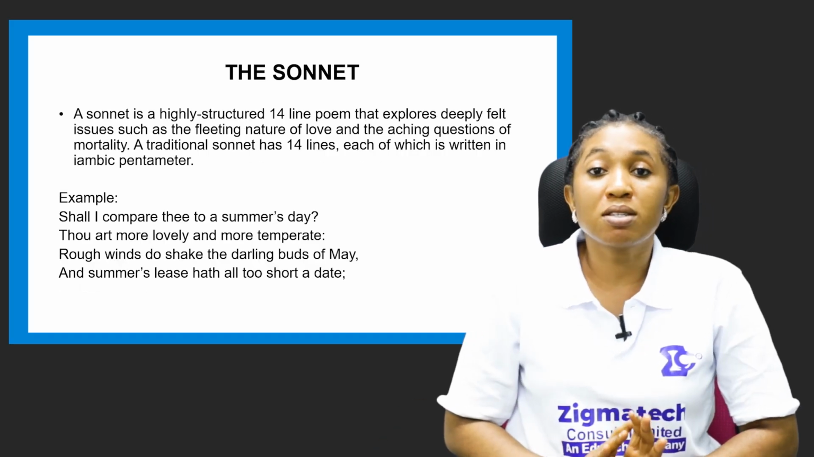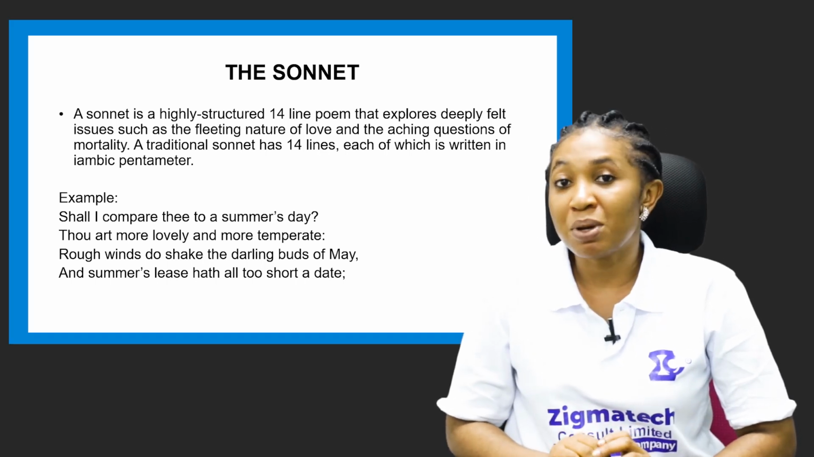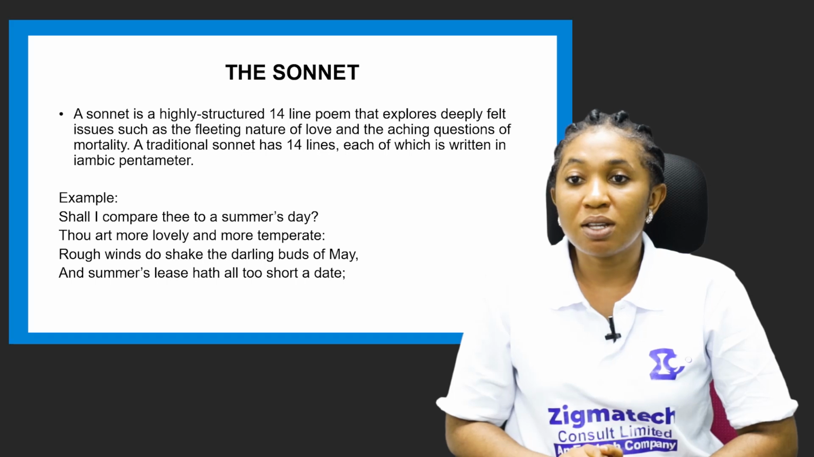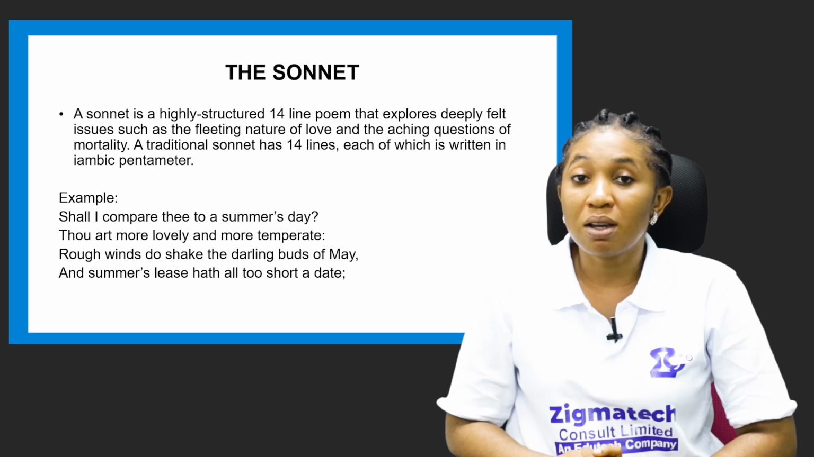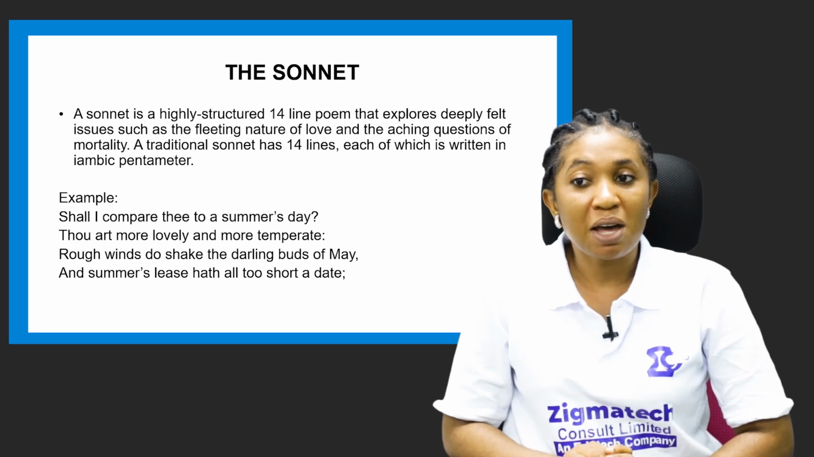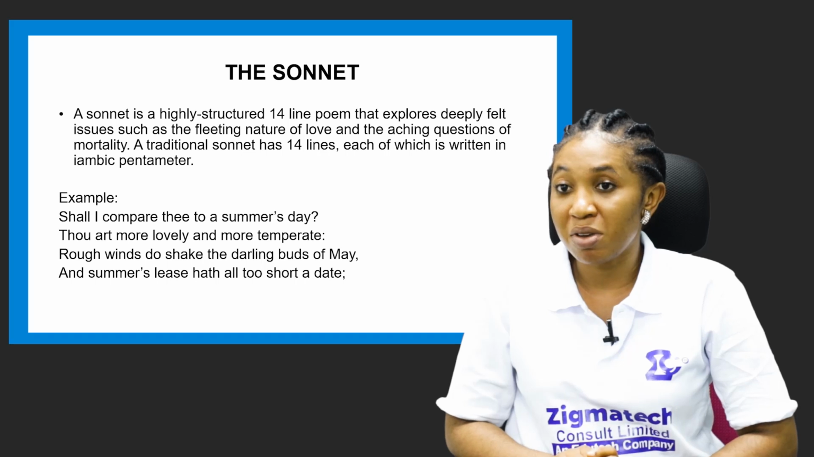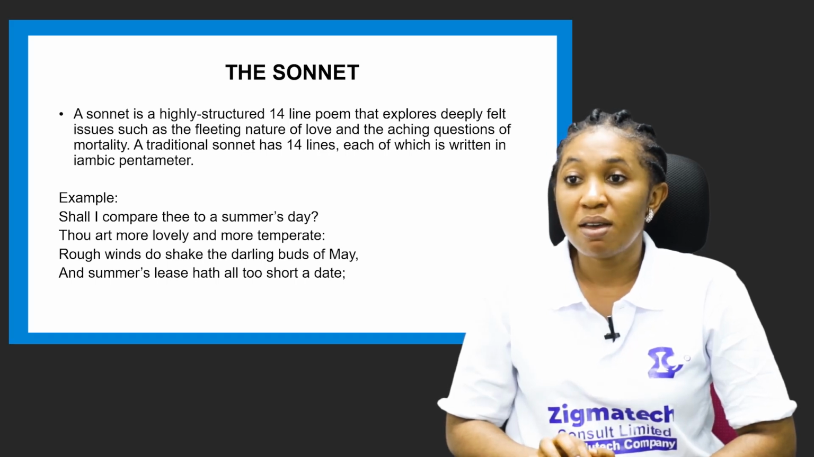Okay, if you look at this sonnet, you can see that it has a particular rhyme scheme. Now let's look at the first line. We have day on the first line. Second line says temperate. The third line says May. The fourth line, we have date. What do you think could be the rhyme scheme here? We have A, B, A, B.